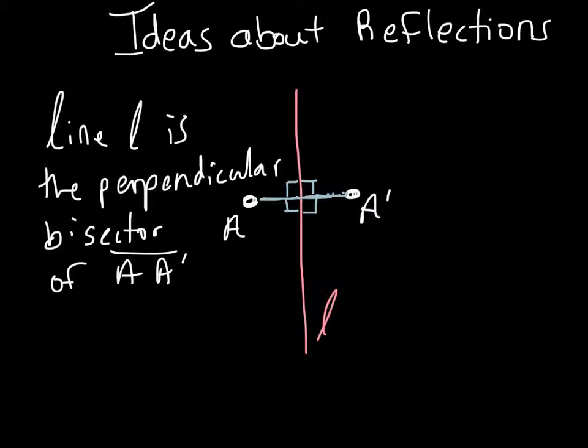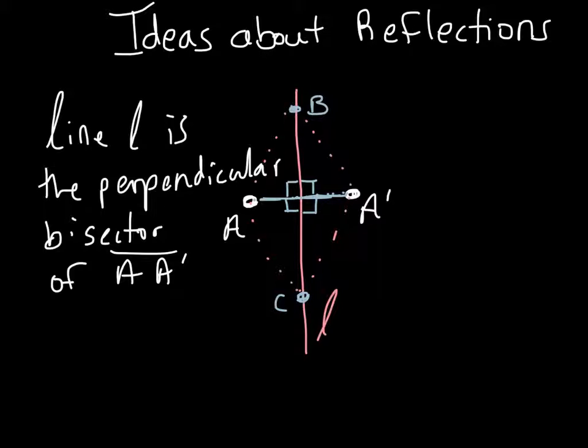And so you could choose any other point you wanted on line L, right? So let's call this point B, maybe this point C. And what's interesting is the distance from A to point B is going to be the same as A prime to point B, and the distance from A to C is going to be the same as A prime to C. So there's just all kinds of relationships. You could choose any point you want on line L, and the distance between that point and A will be the same as the distance between A prime and that point. And you can probably see why.